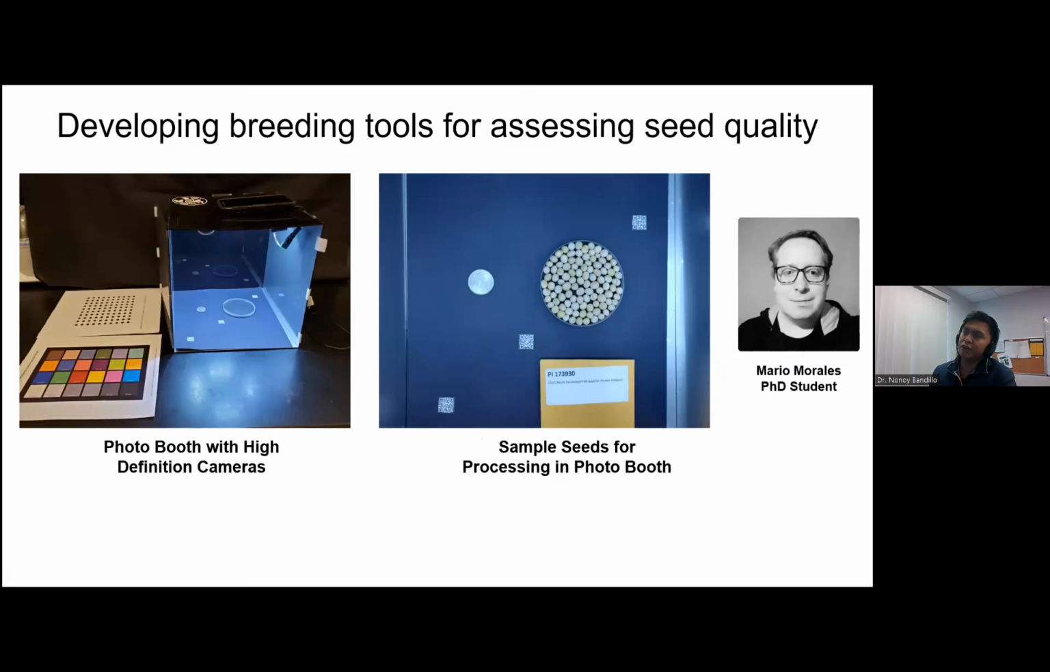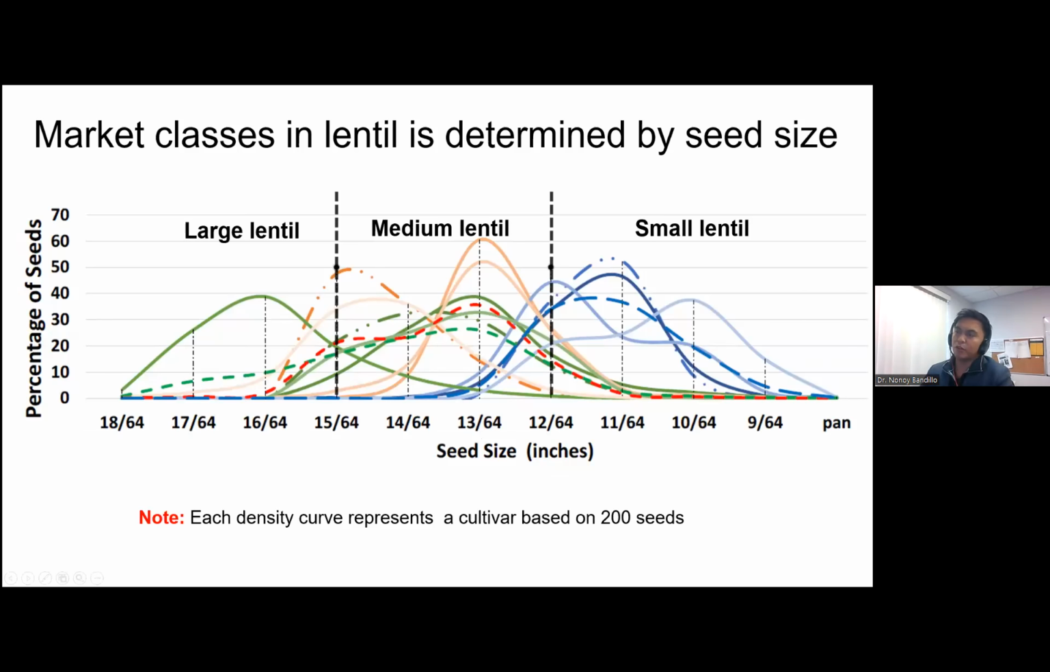All right, what is the rationale and why are we doing this? So in pulses, the seed quality, like seed size for example, determines the market classes. In simple words, market classes are just the different kinds of product or cultivar that you're aiming to develop. And in lentil, for example, we have three: large lentil, medium lentil, and small lentil.